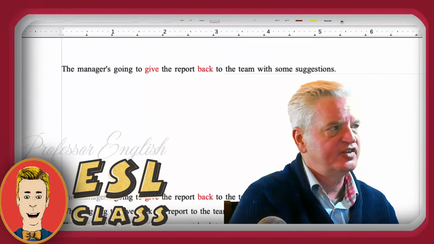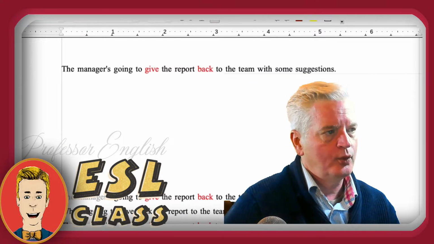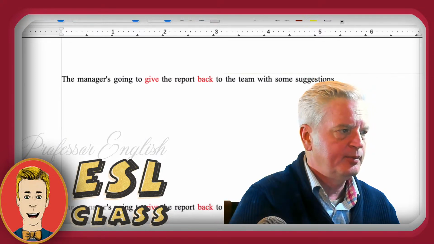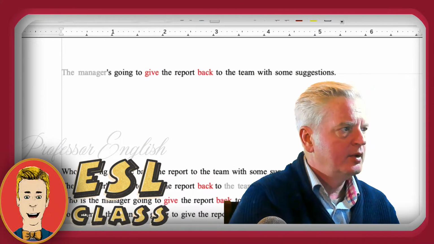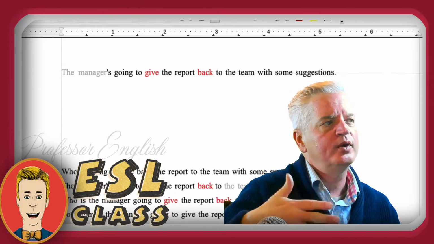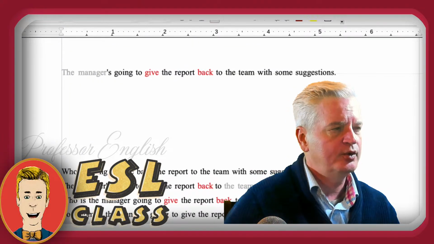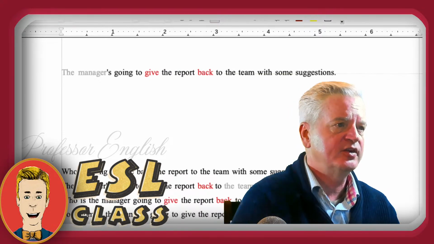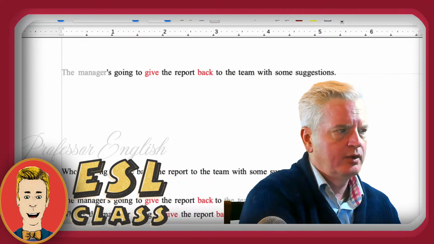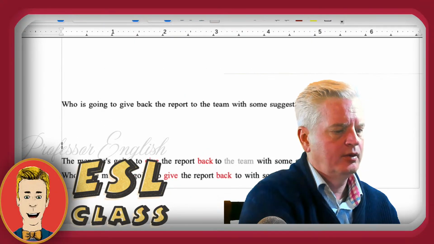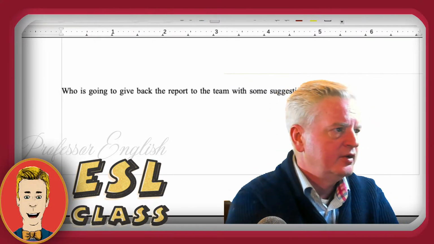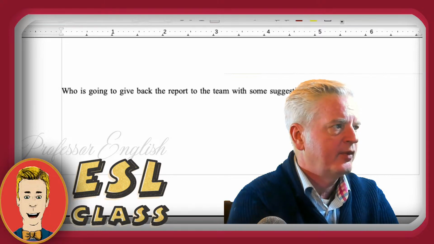So that's the inside position. The manager is going to give the report back to the team with some suggestions. Now let's make a who subject question. Let me bring this up for you. So we want to make a question about who is doing the action, not who's receiving, but who's doing. How do you make a who subject question? Who is doing the action? Who's going to give the report back to the team with some suggestions?